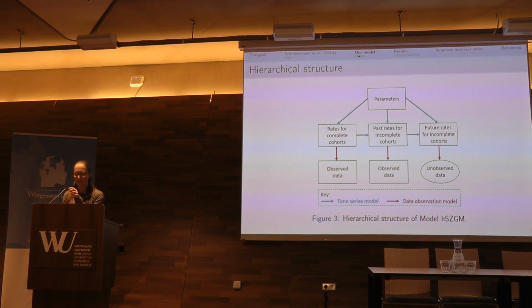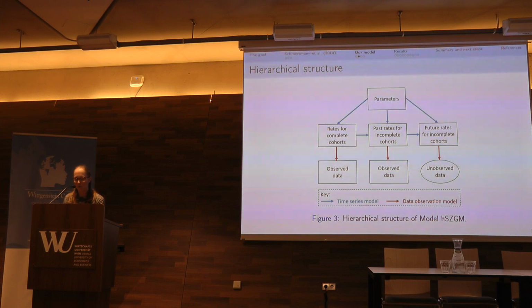So I won't give you the mathematical specification of the model, but I'll just talk through its hierarchical structure. So for a contemporary Lexis surface, you can think of there as being three types of rates. So the rates for the complete cohort schedules, the past rates for the incomplete cohort schedules, and the future rates for the incomplete cohort schedules. So for the first two of these, we have observed data, but then for the third one, because that's in the future, the data is unobserved. And then we have the red downward arrows, which are indicating the data observation model, which is the Poisson model I mentioned previously.